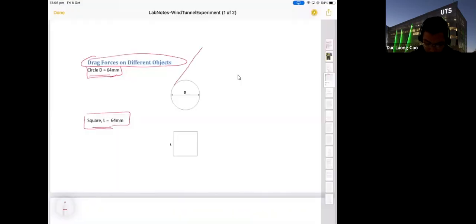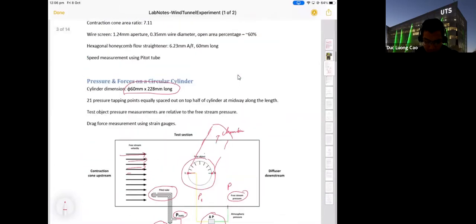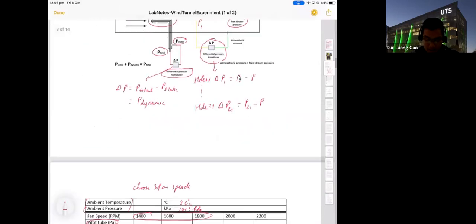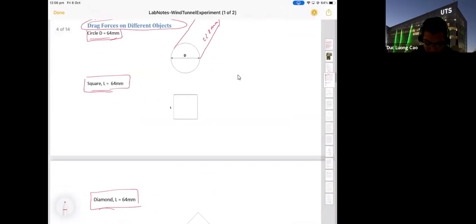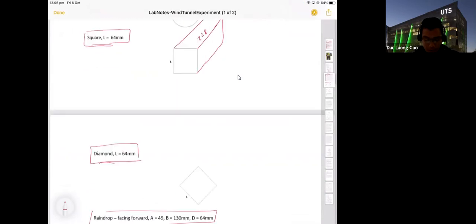We will have a cylinder with the same length as the cylinder in part A, 228 millimeters. Yes, the length of the cylinder is the same as the length of the cylinder in part A. For the square, we have a square with length 228. L we have is 64 here.